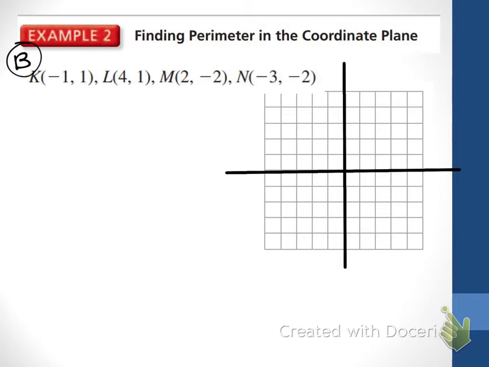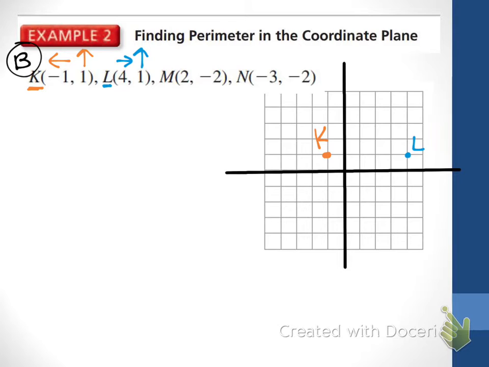We're going to graph all 4 points. So we've got K is -1, 1. That -1, am I going to go left or right? Left, and then +1, up. So from the origin to left 1, up 1. So K. For L, I've got 4, 1. So am I going to go left or right? Right, and then up. So the right 4, up 1.